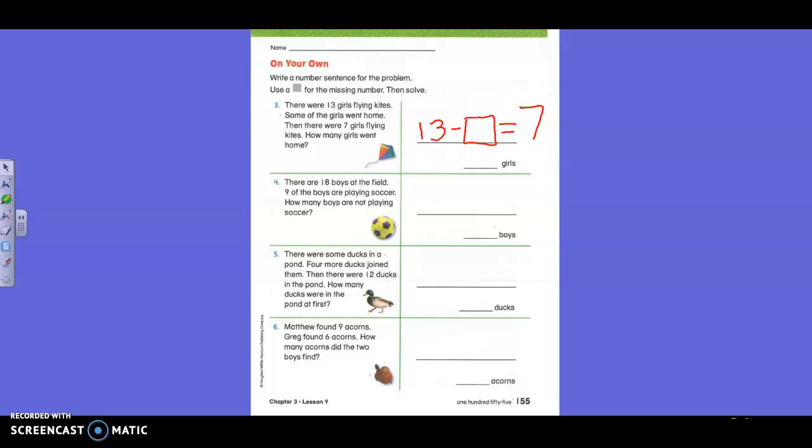So do you see that that box is not always going to be the answer? Sometimes it's going to be in the problem, okay? So if we know this, 13 minus what is 7? Start at 13, count till you get to 7 and see how many that would be. What is it, everybody? 6. 6 is correct. Okay, I will let you do 4, 5, and 6 with a partner.